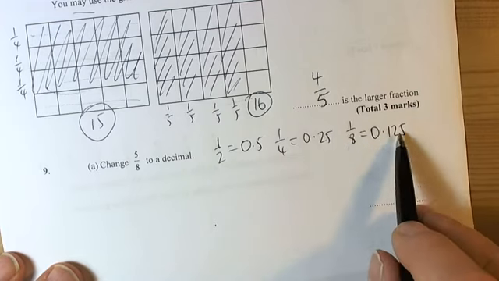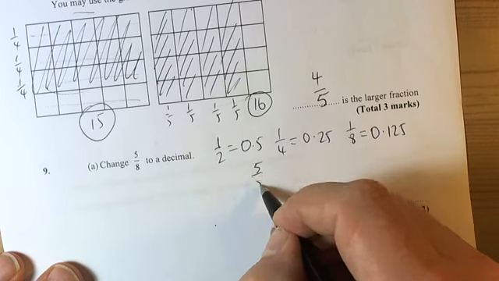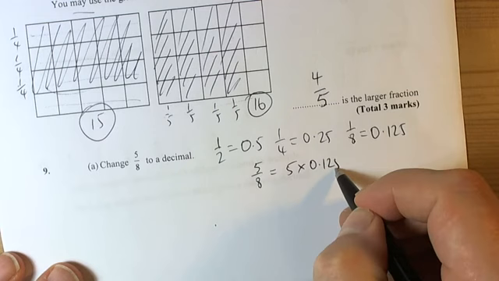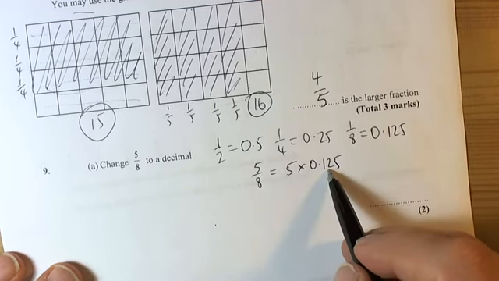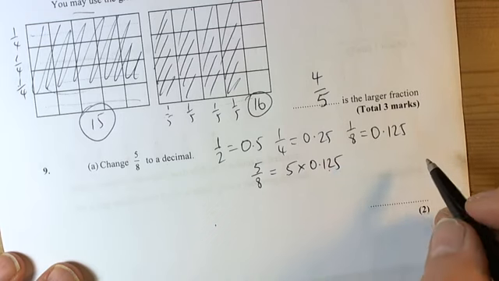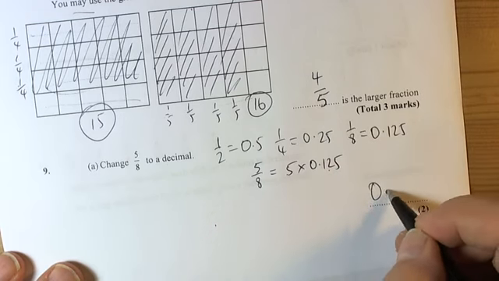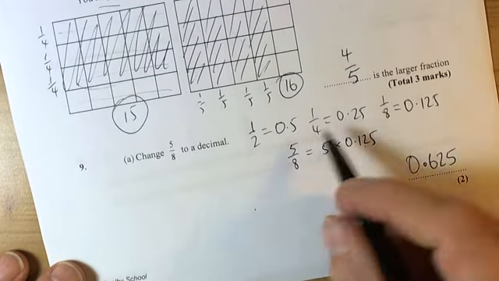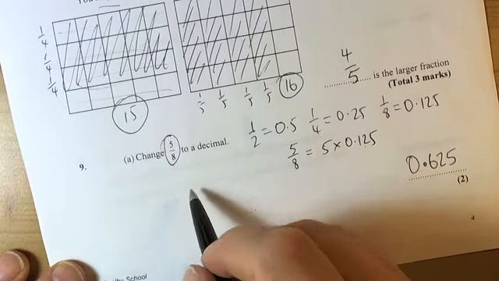So we recognise that 1/8 is that, so 5/8 is going to equal 5 times 0.125. Well, we know 5 12s are 60, 5 5s are 25, so when we combine those we get 625, so the answer here will be 0.625. If you don't remember those, then you've got to remember the standard technique.